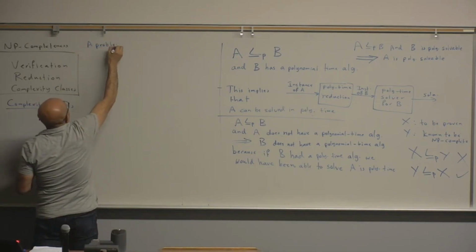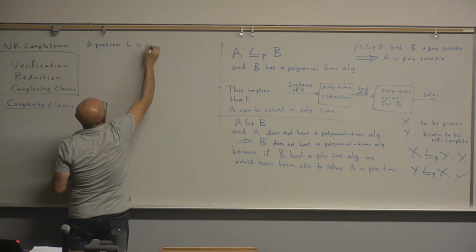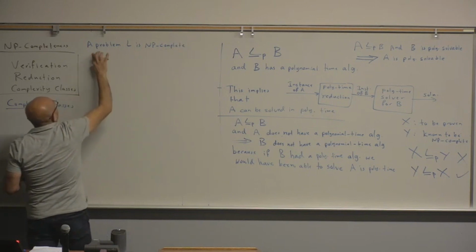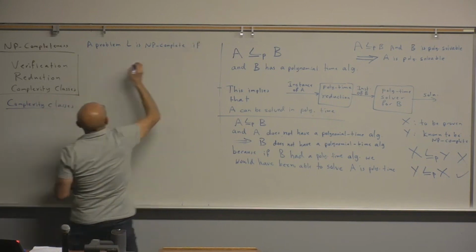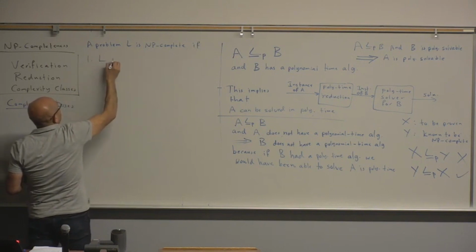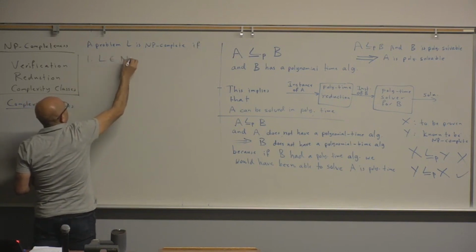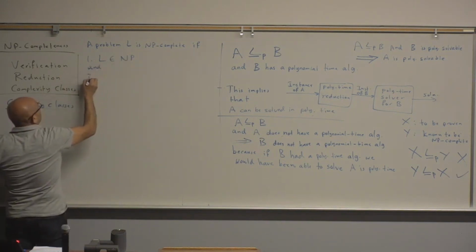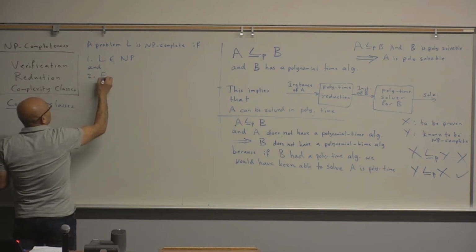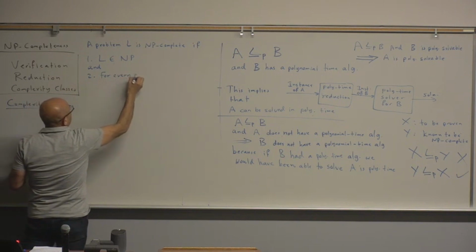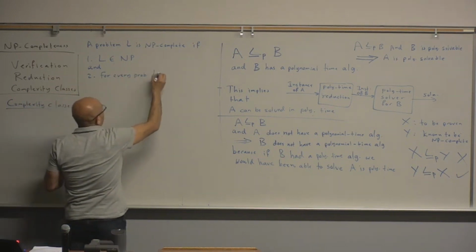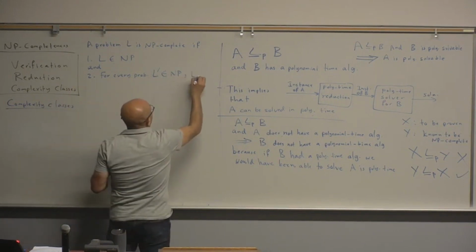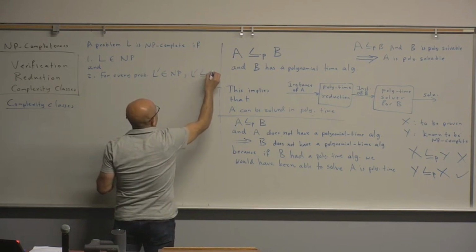A problem L is NP complete if, number one, L itself belongs to NP, and number two, for every problem L prime that belongs to NP, L prime is polynomially reducible to L.